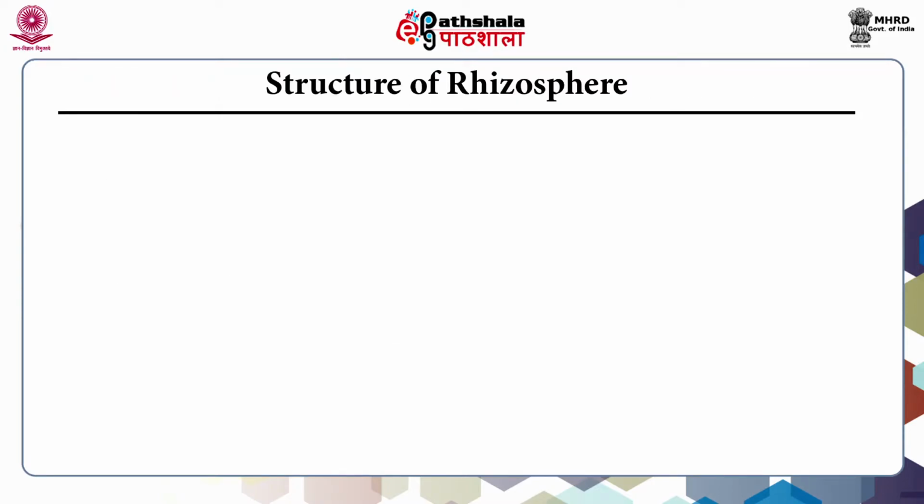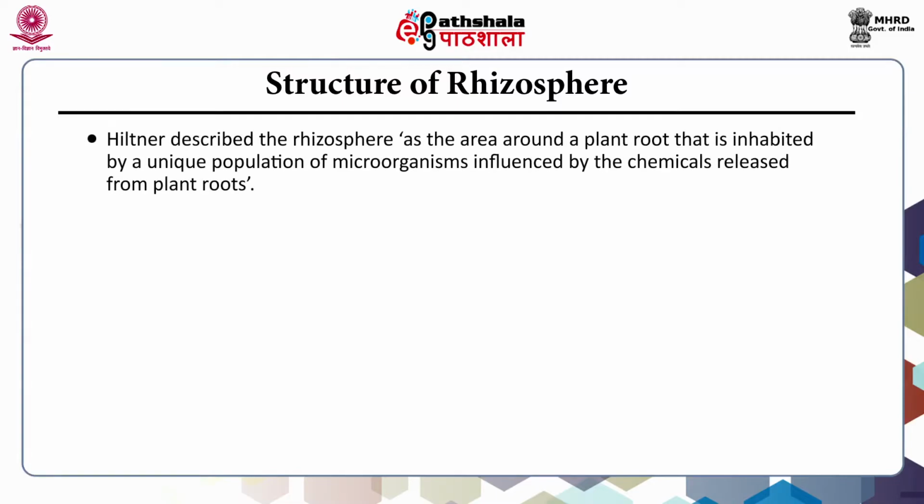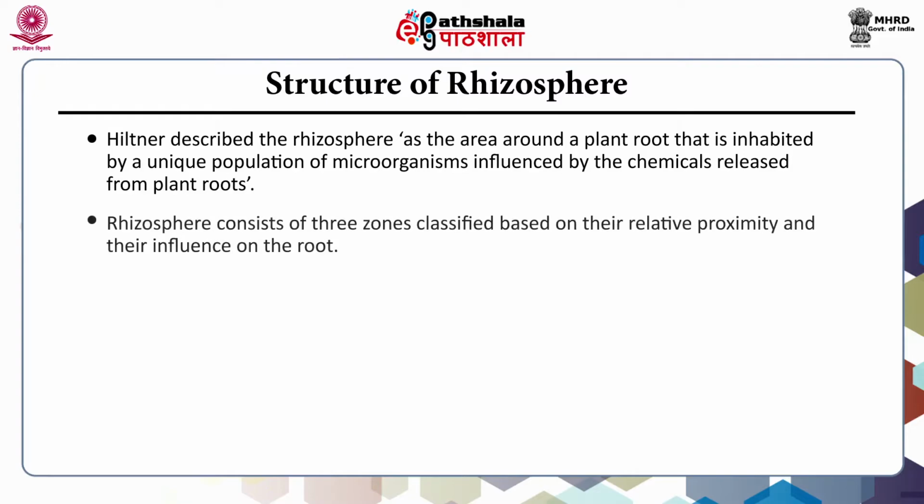Now, before getting into the further details, you should understand what a rhizosphere is and its structure. Hiltner, who coined the term rhizosphere, described the rhizosphere as an area around a plant root that is inhabited by a unique population of microorganisms influenced by the chemicals released from the plant roots. The rhizosphere generally consists of three zones based on their relative proximity to, and influence on, the root.